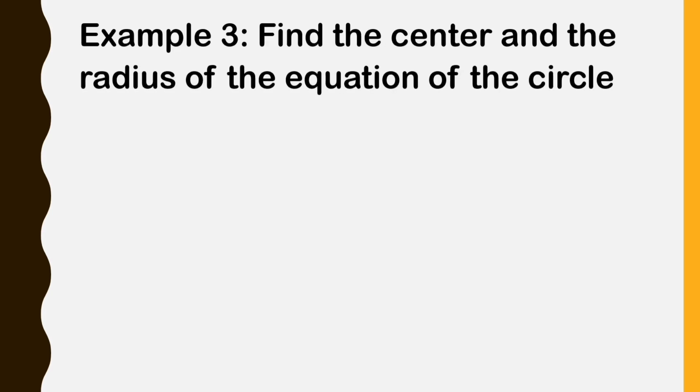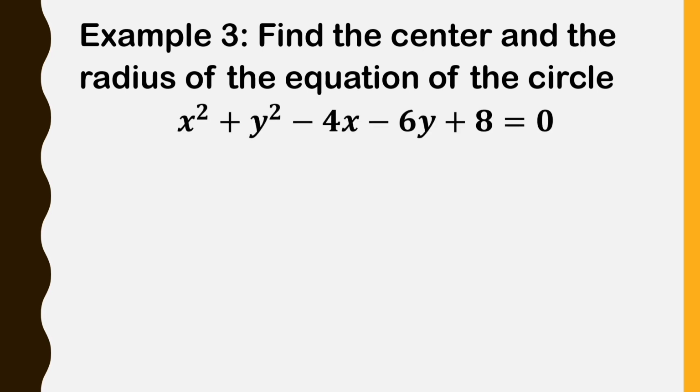Example number 3. Find the center and the radius of the equation of the circle x squared plus y squared minus 4x minus 6y plus 8 is equal to 0. This equation is in general form. So we will try to determine where the c, d, and e are. This is our c, this is our d, and this is our e.